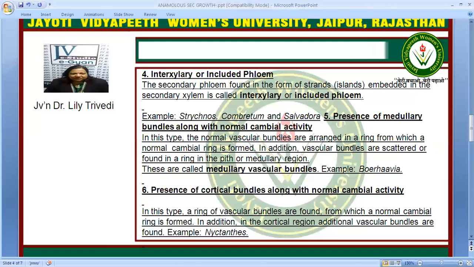In Nyctanthes, what happens? A ring of vascular bundles from which a normal cambial ring is formed. But in addition to this, vascular bundles are also found in the cortical region.